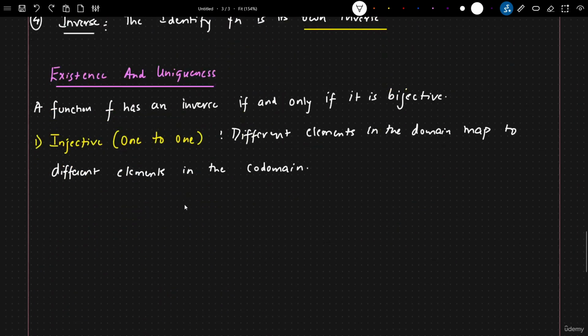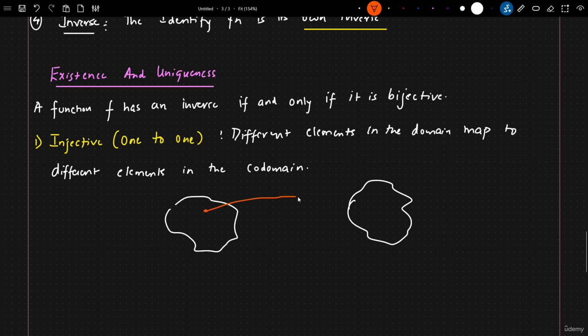So what we are basically saying is that a function has an inverse if and only if it is bijective. When we say bijective, we need to satisfy two properties. One is injective. Injective basically means 1 to 1. Different elements in the domain map to different elements in the codomain. Like if this is my element in the domain and this is my element in the codomain, every element of the domain should map to a different element in the codomain. Something like this. This is what it is basically saying.